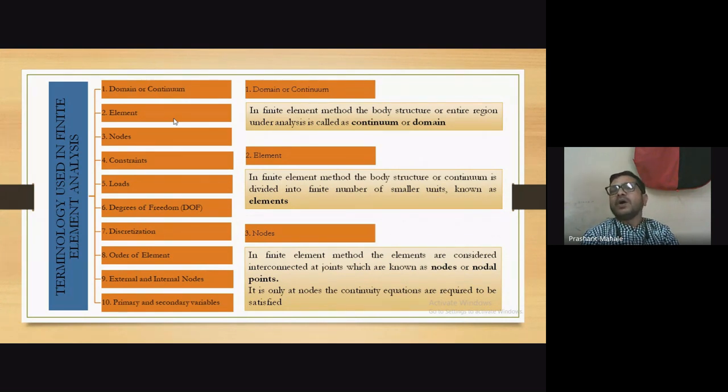So element means the whole structure of the body is divided into small parts, and to make it a whole body, we need to connect all those small elements to each other. Where they are connected to each other, we call that point a node. It is only at nodes that the continuity equations are required to be satisfied. So we calculate the continuity equation or the output of the result at the nodes, and that result is displayed in the post processor.